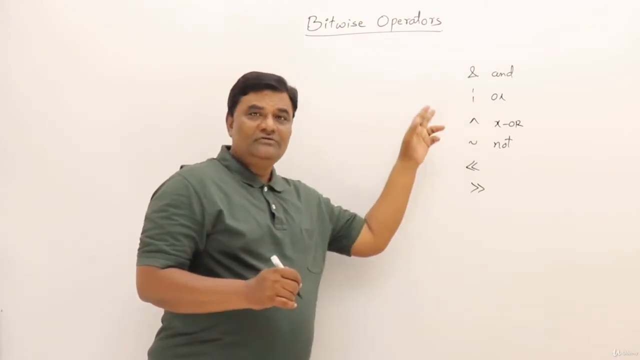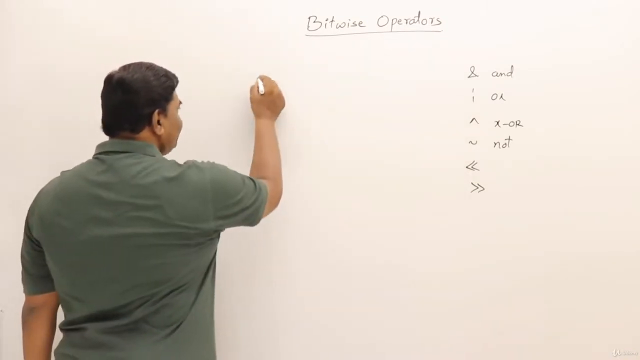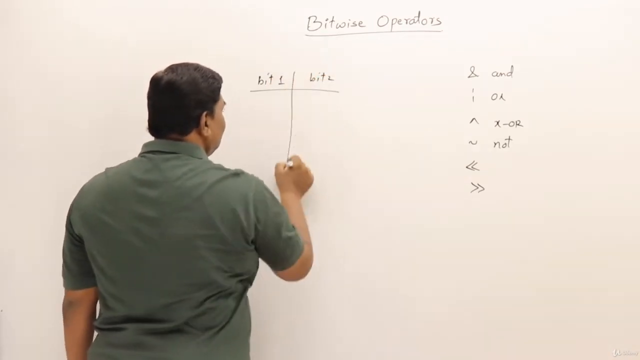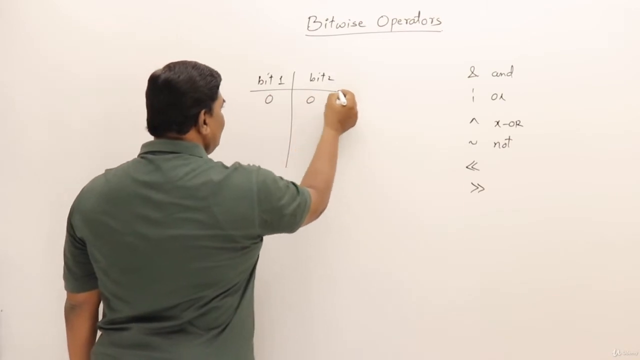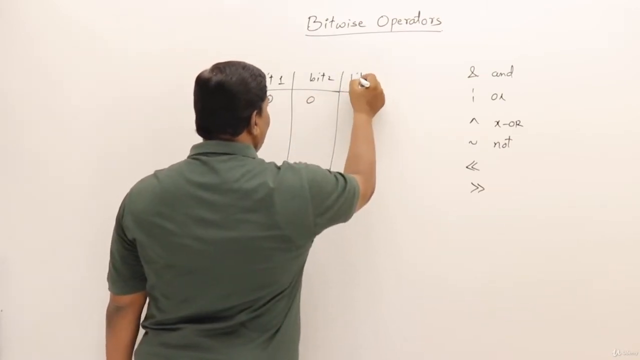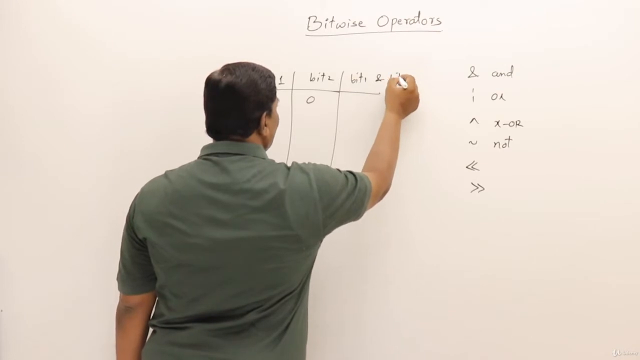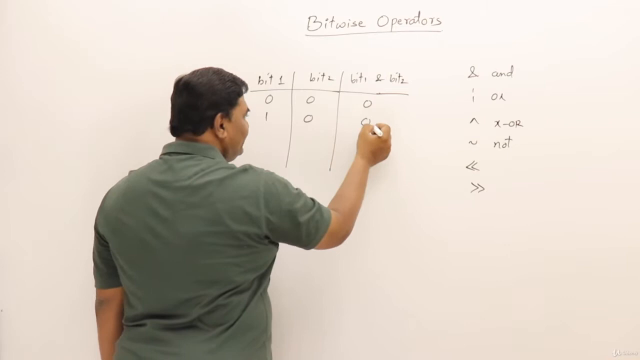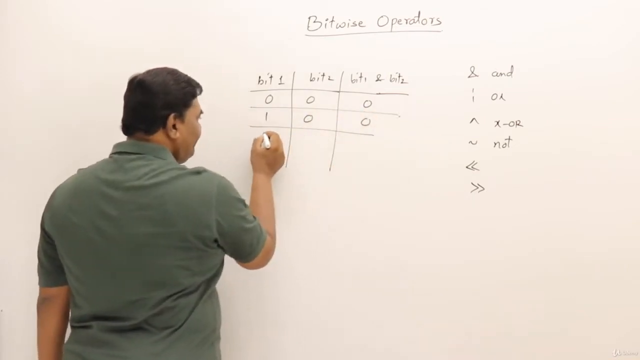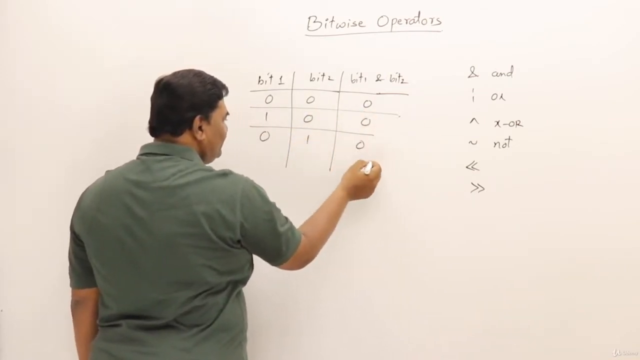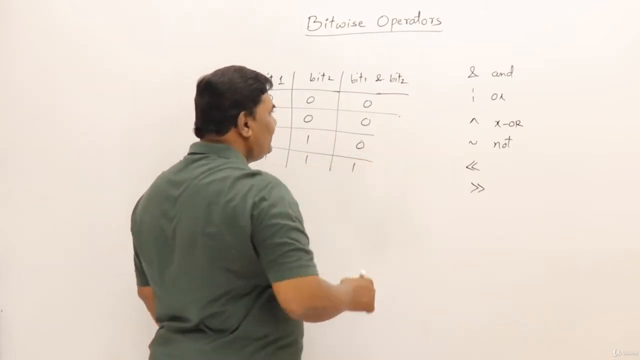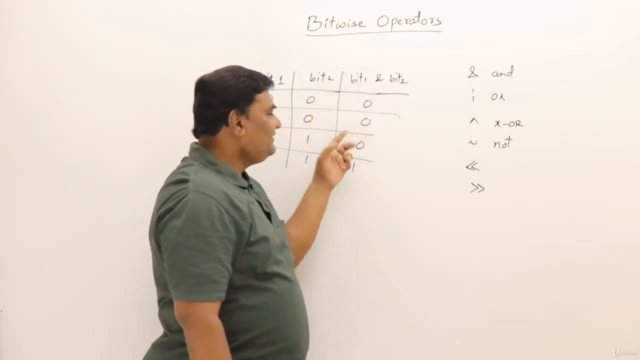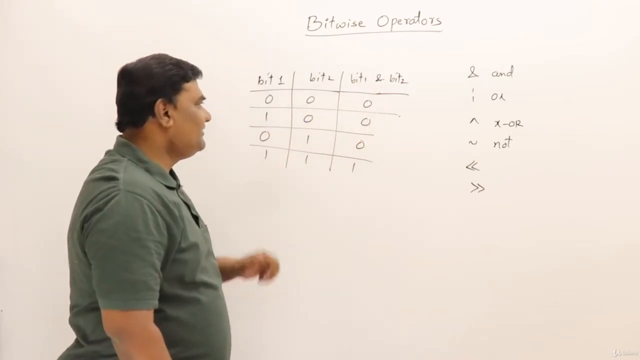Let me quickly show you how these operations work. If there are two bits, bit 1 and bit 2, and both bits are 0, then bit 1 AND bit 2 will also be 0. If any one of the bits is 1, then also it is 0. If this is 0 and this is 1, then also 0. And if both are 1, then only it is 1. So it is just like a logical AND. When you use bitwise ANDing, it will be 1 only if both bits are 1.